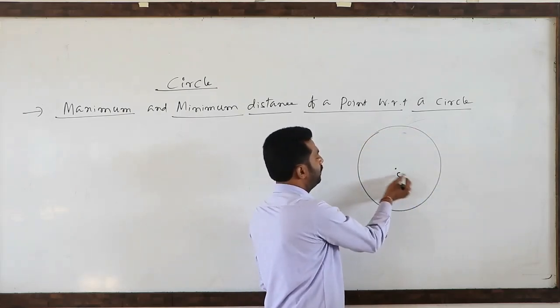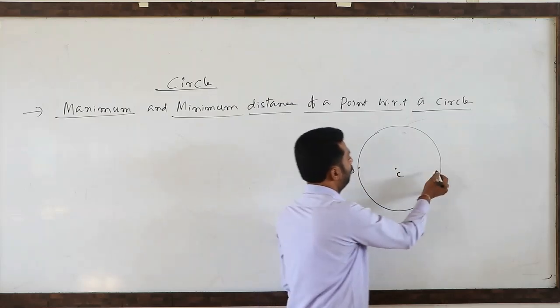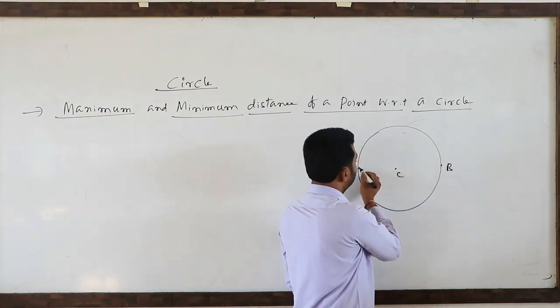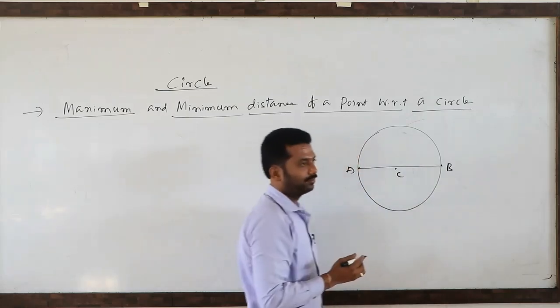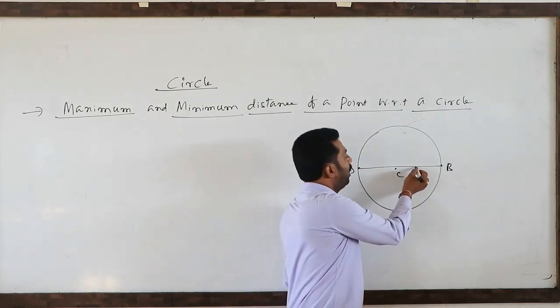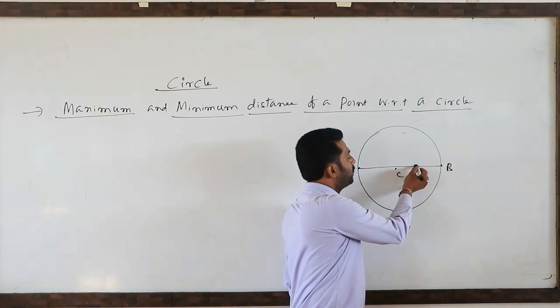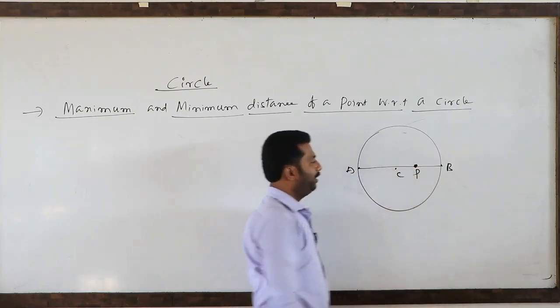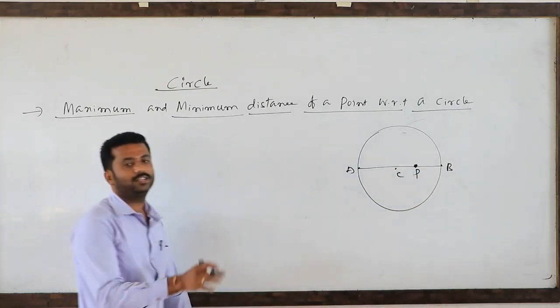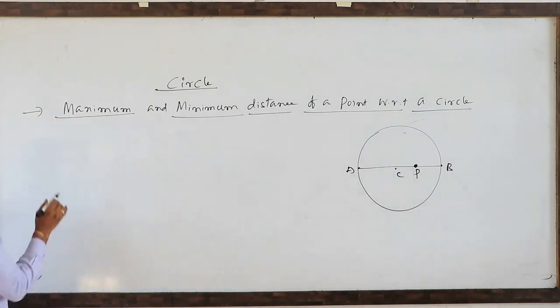This is center, A, B. So this is the diameter. Suppose the point P is just inside the circle. This is the point P. What is the greatest? What is the smallest? So you tell me.